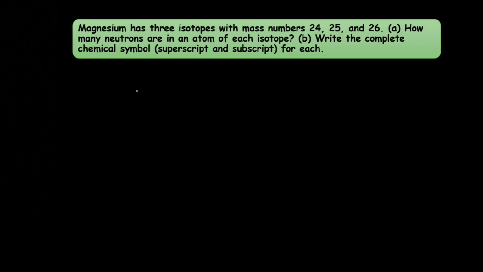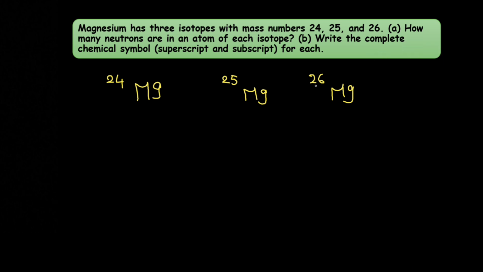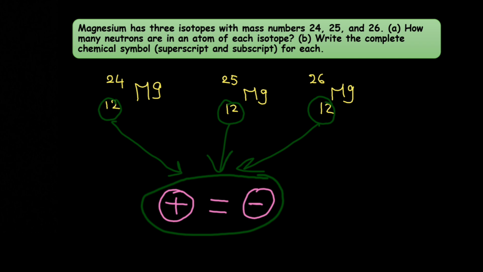Magnesium has 3 isotopes with mass numbers of 24, 25, and 26. How many neutrons are in an atom of each isotope? Write the complete chemical symbol for each. Magnesium has an atomic number of 12. So all atoms of magnesium contain 12 protons and 12 electrons.